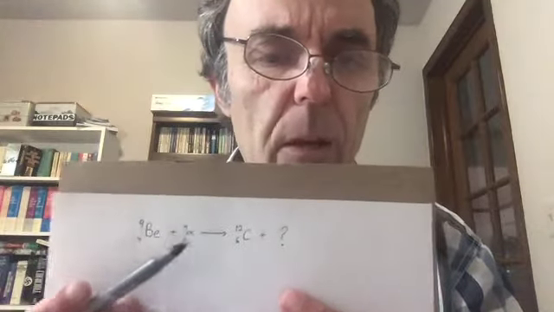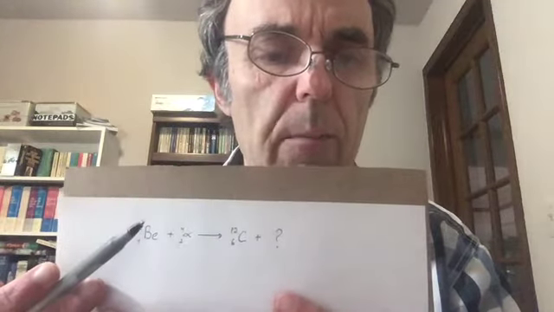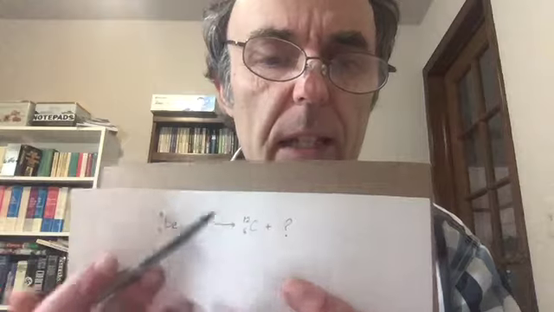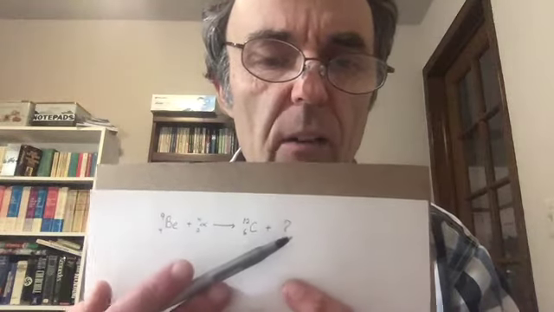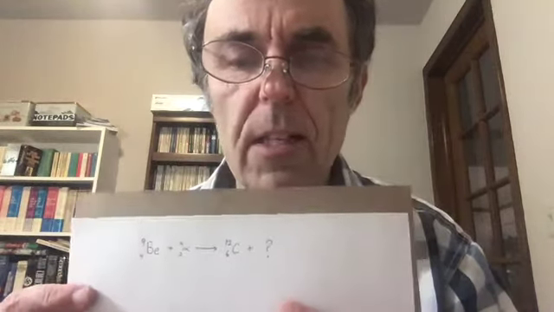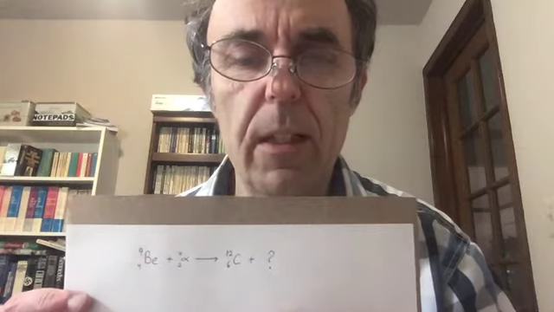Let's look at another example. We're going to take our alpha particles and we're going to bombard beryllium-9. And what we're going to get is carbon-12 plus something else. Stop the video, figure out what something else is.